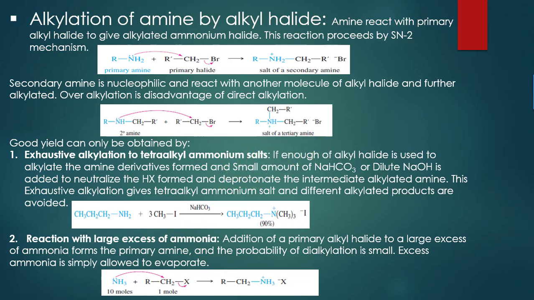If enough alkyl halide is used to alkylate the amine derivative formed, and a small amount of sodium bicarbonate or dilute NaOH is added to neutralize the HX formed and deprotonate the intermediate alkylated amine, this exhaustive methylation gives the tetra-alkyl ammonium salt and different alkylated products are avoided. Like over here, primary amine on reaction with methyl iodide in the presence of sodium bicarbonate leads to the formation of quaternary ammonium salt in good yield. Or reaction with a large excess of ammonia also leads to a good yield of a primary amine.